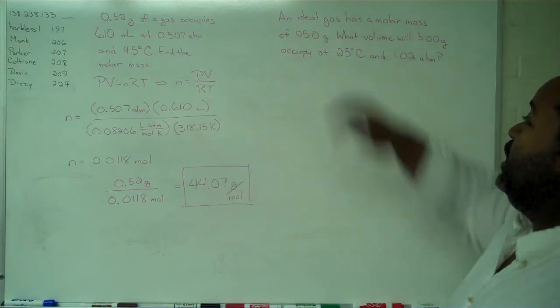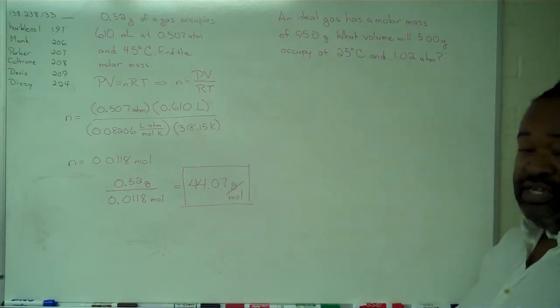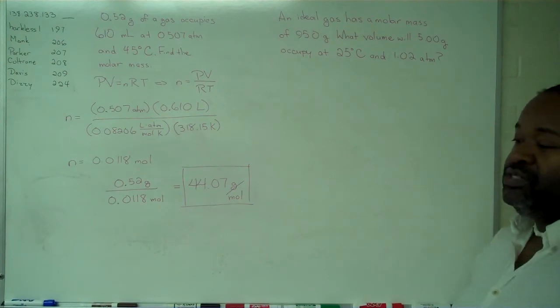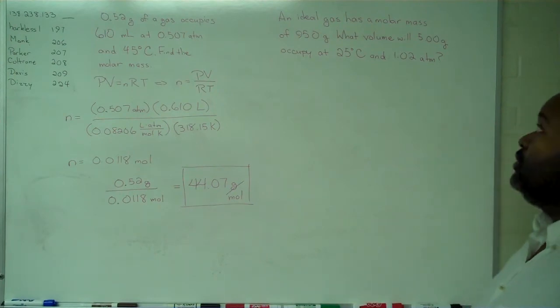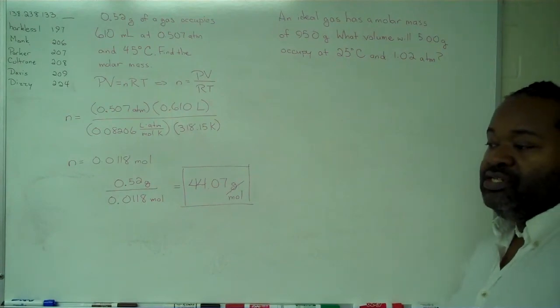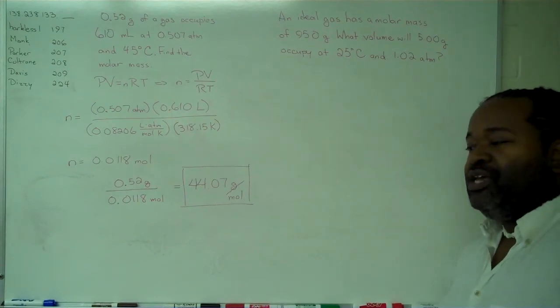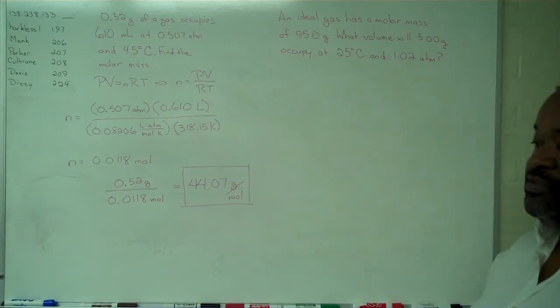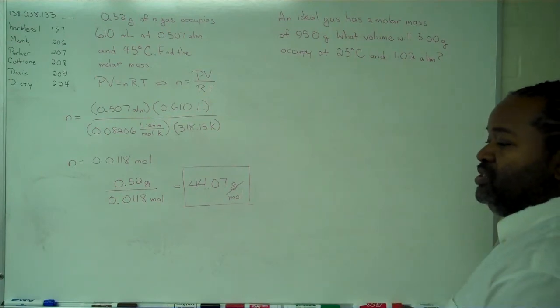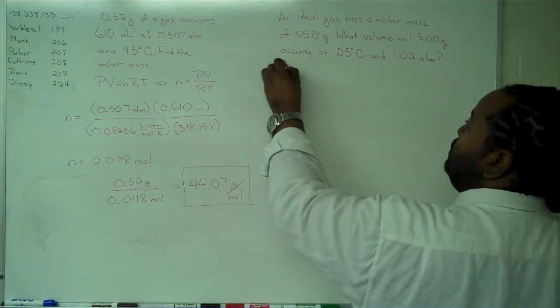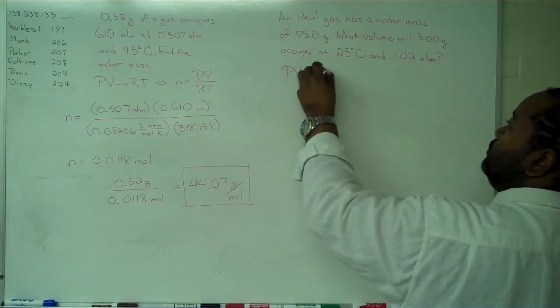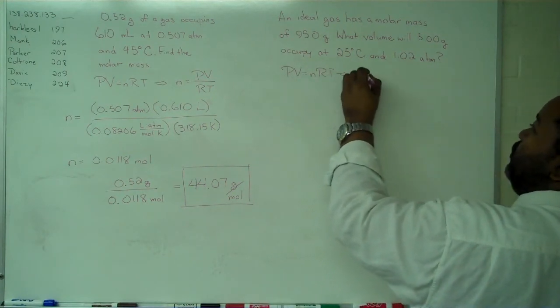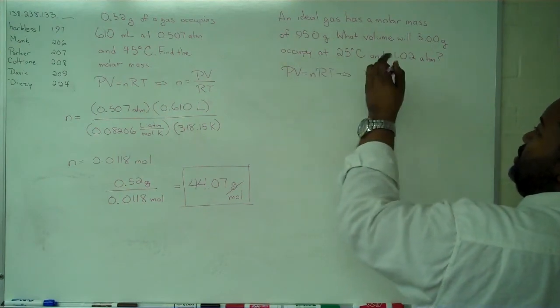Our second one has a setup with an ideal gas given a molar mass of 95.0 grams in 1 mole. And we want to know what volume will 5 grams occupy at 25 degrees Celsius and 1.02 atmospheres. So in order to do this, we would use the ideal gas law, solving for the volume, since that's what we're asked for.